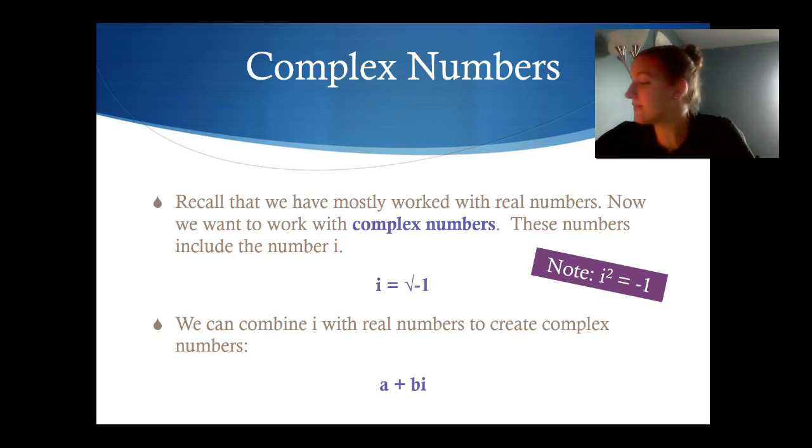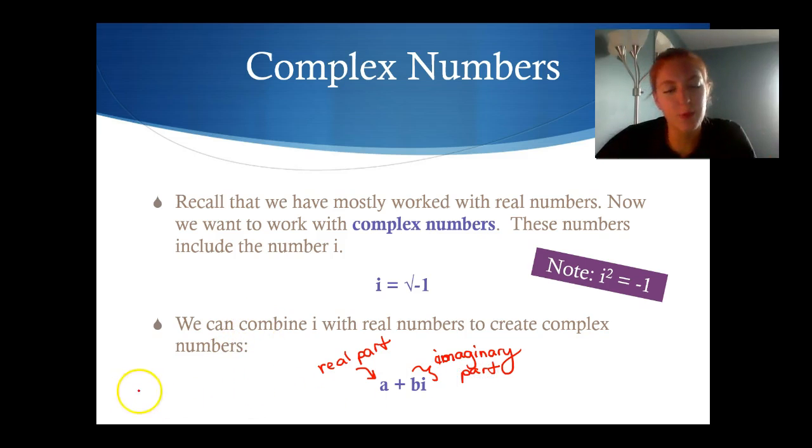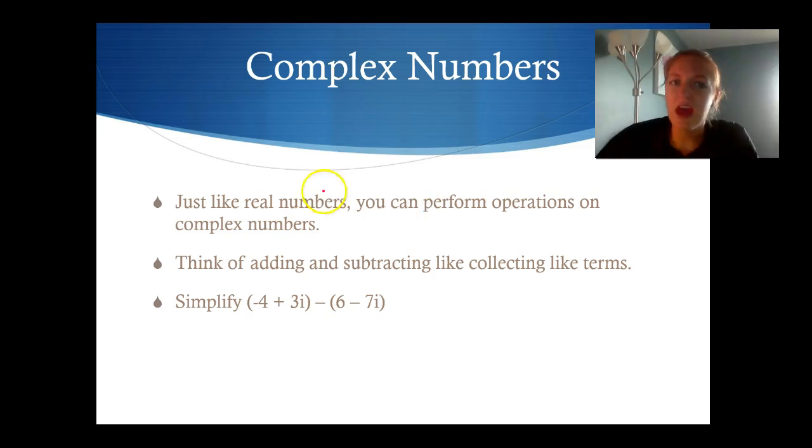So you can see the first part here, the first number is going to be your real part, and then the second part here, the bi, is going to be your complex, or imaginary part, I should say. Imaginary. It's really not imaginary. We just call them that. It's okay. So just like real numbers, you can perform operations on complex numbers.